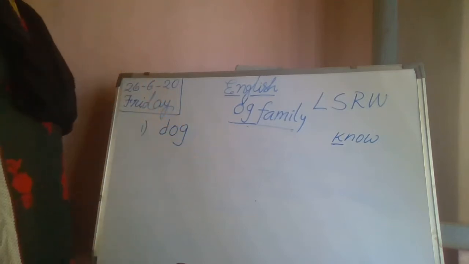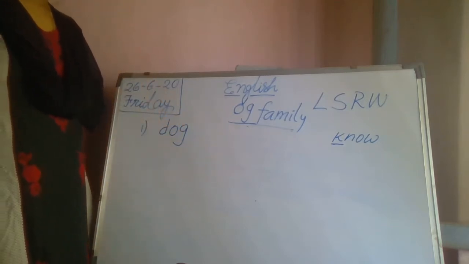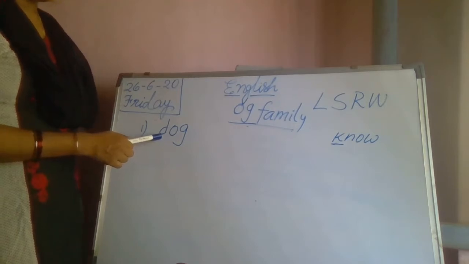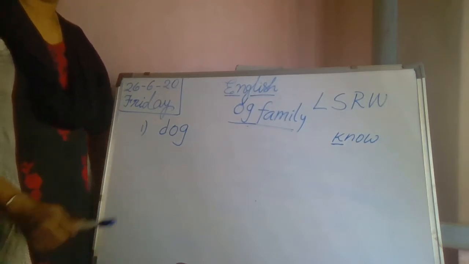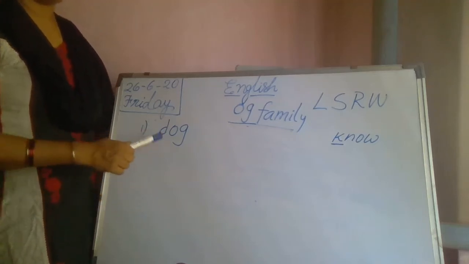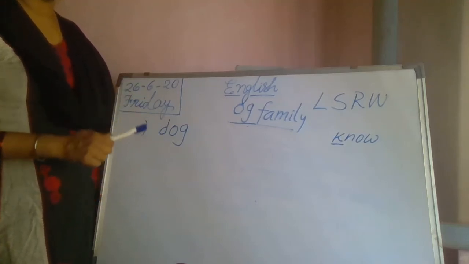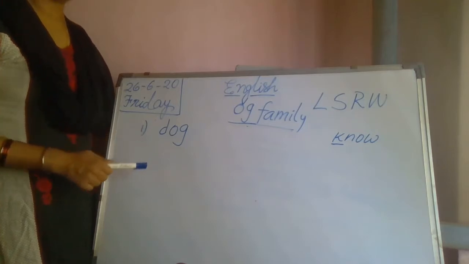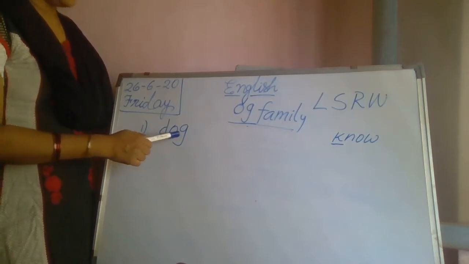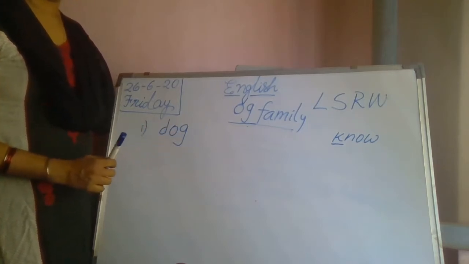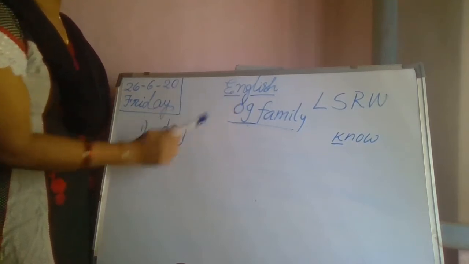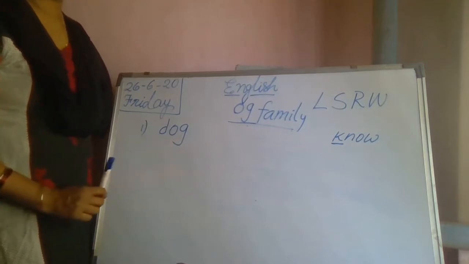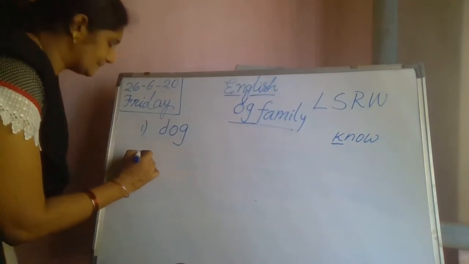D-O-G, dog. Okay? D for dirt. D for dance. D for drink. D for doll. D gives the da sound. D-O-G, dog. This is the og family. Dog. How can we pronounce? Dog.